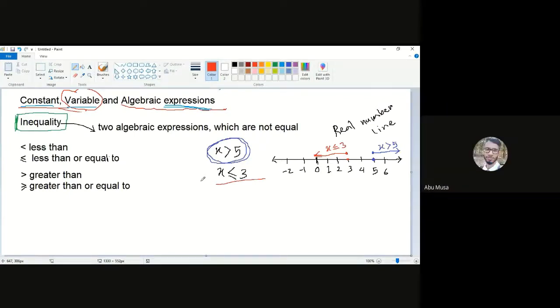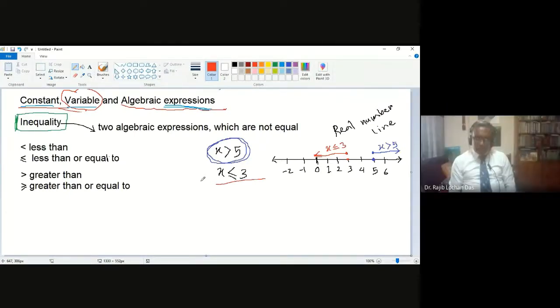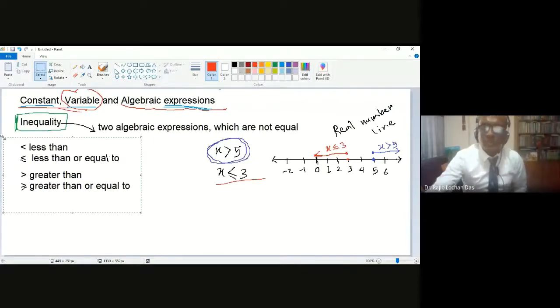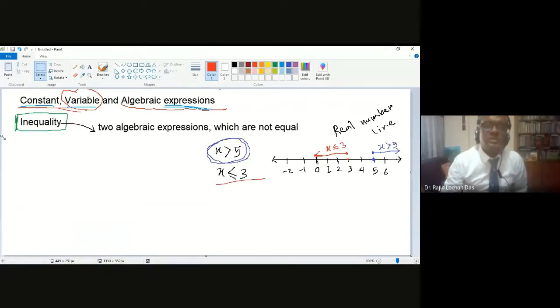Yes, sir. This is just for our understanding. It is not the calculation. Now we will do the calculation. Let me do one problem here, and then you will understand.